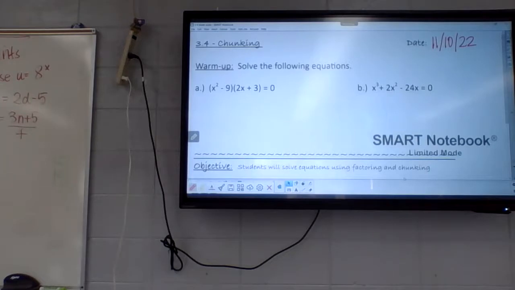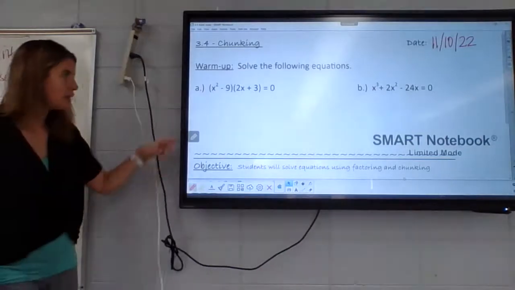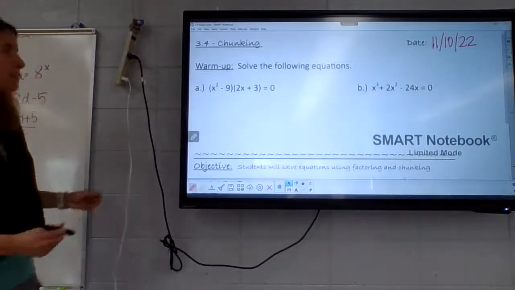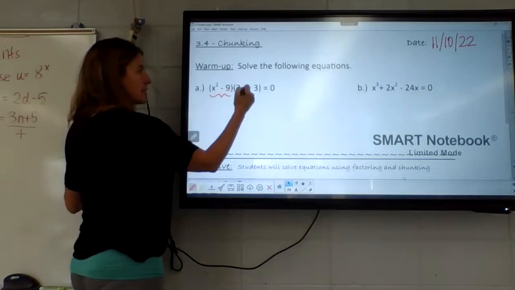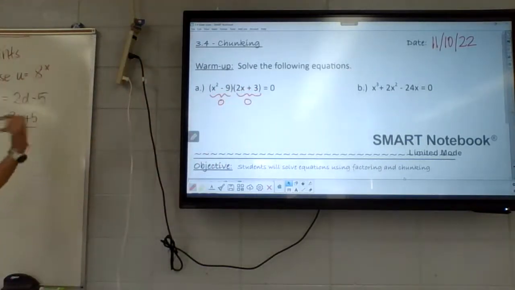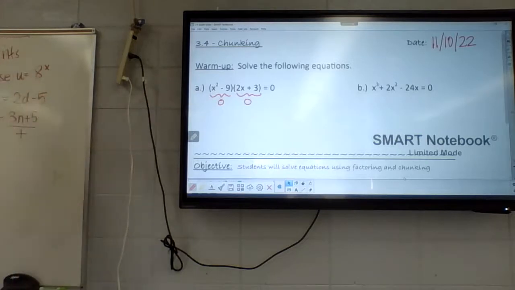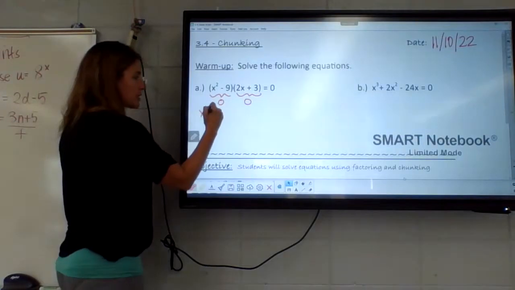And I might add a problem or two to the back, depending on how we feel like we're going on this. So the warm-up questions are trying to remind you we can solve these using factoring, or if they're already factored, we can use the zero product property. Since these are being multiplied together and they equal 0, I can set both of them equal to 0 to solve. Now technically you could have factored the x squared minus 9, but I think it's just as easy to solve that one by square roots.